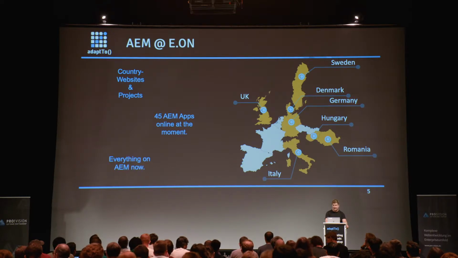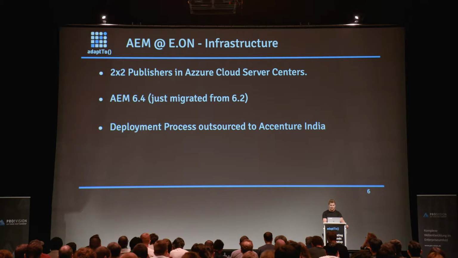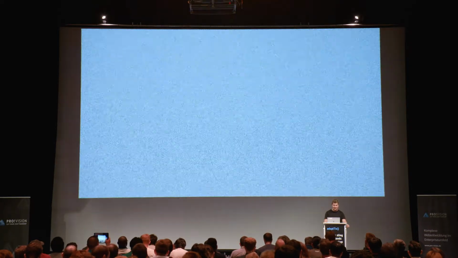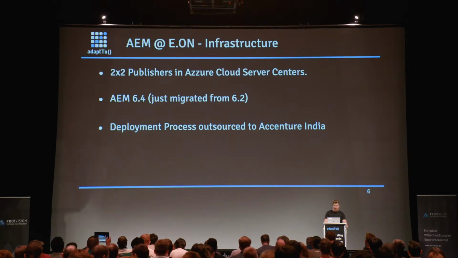So everything is on AEM now. We migrated all the companies we bought over time. There's no other content management system anymore. And all of that runs on two publishers, twice, on Azure Cloud. We just have 2 locations in case something happens with one of them. And at all times, there's only one server running per cloud server center.